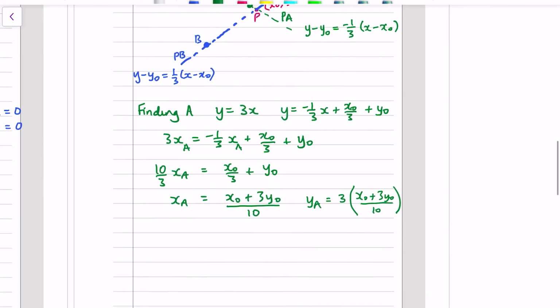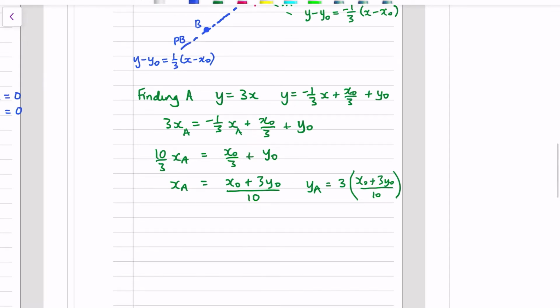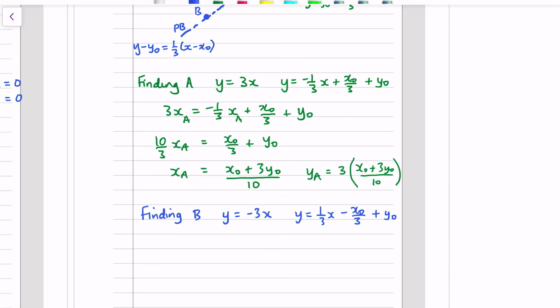And if you do a similar approach with the other one, so we find B this time, you could probably skip a minute of this video because it's very similar. We've got y equals minus 3x this time, and y equals 3x minus x naught over 3 plus y naught. The perpendicular line is a little bit different. Solve these simultaneously.